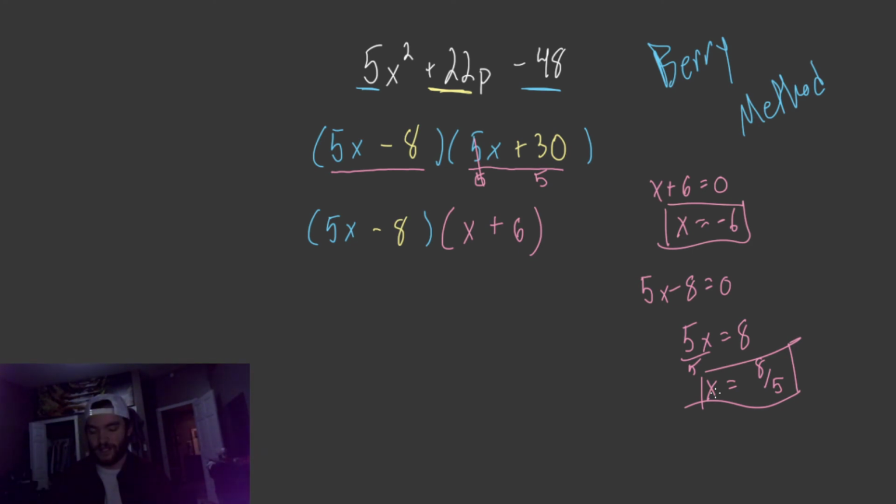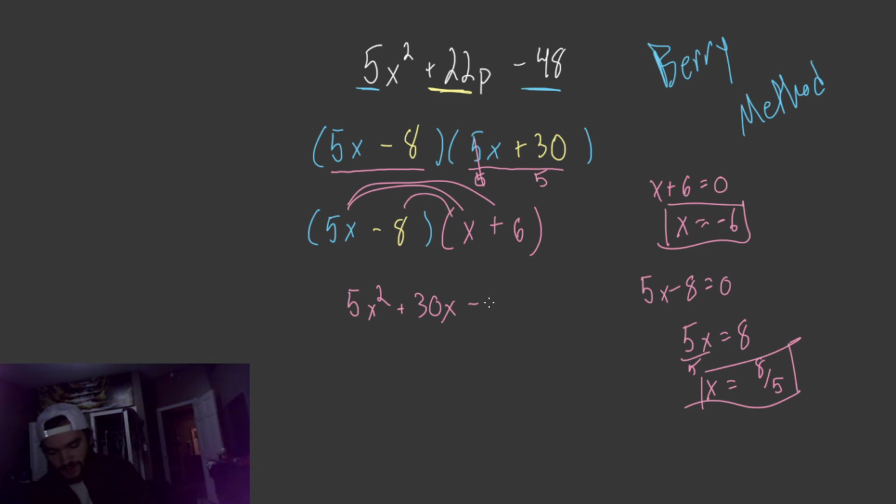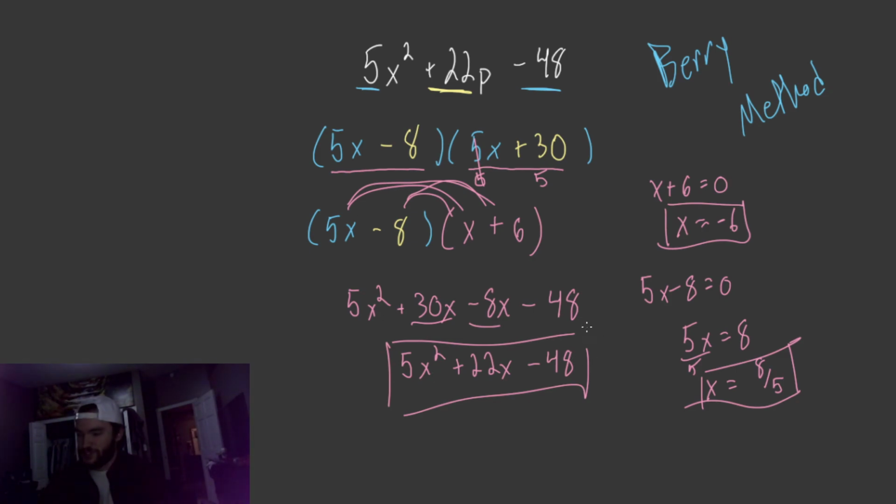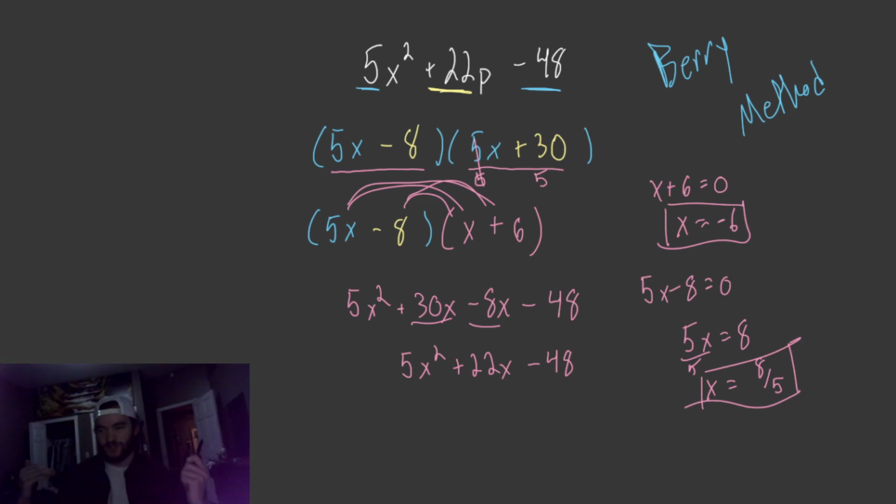Now, this looks weird, but I'm going to real quickly prove that this works. So 5x times x is 5x squared. 5x times 6 equals plus 30x. Negative 8 times x equals negative 8x. Negative 8 times 6 makes it negative 48. And already this is looking real sharp. 5x squared, 30x minus 8x becomes positive 22x minus 48. Boom, boom, boom, boom. Good. So this technically is not my solution, but I'm just letting you know that that is proven to work. Berry method works. It gives us negative 6 and 8 over 5, which is the correct zeros.